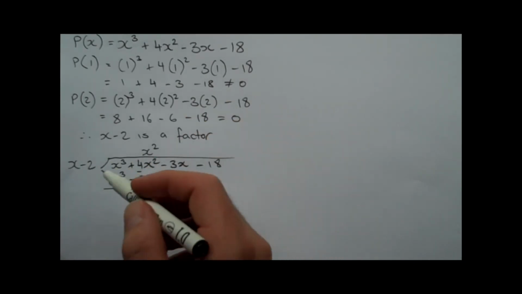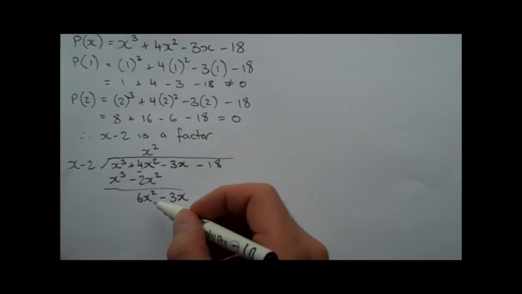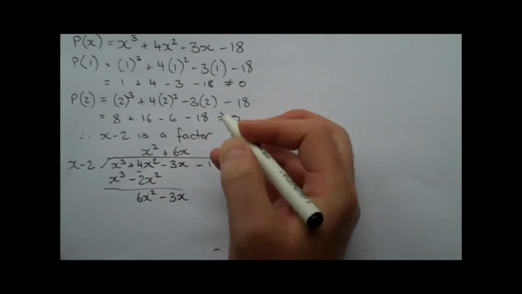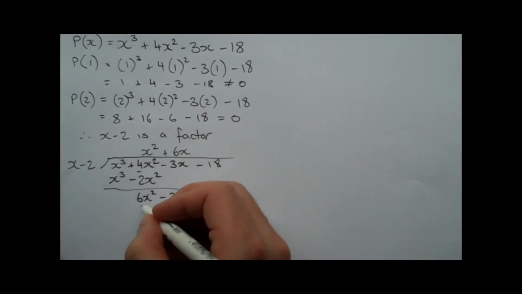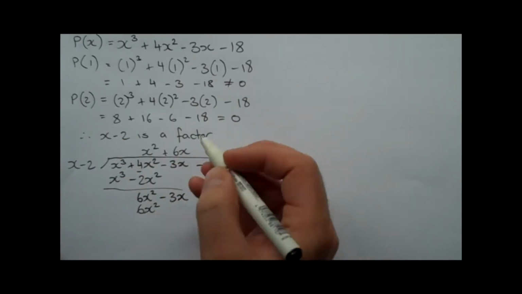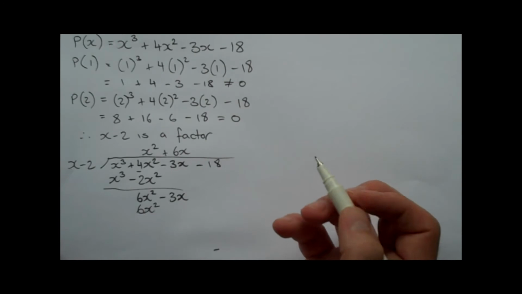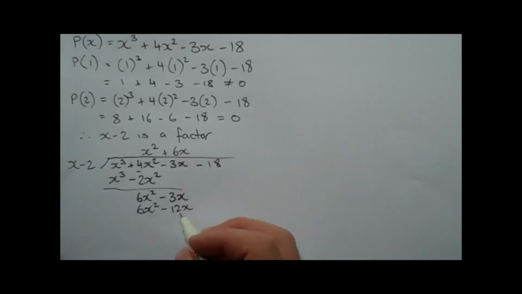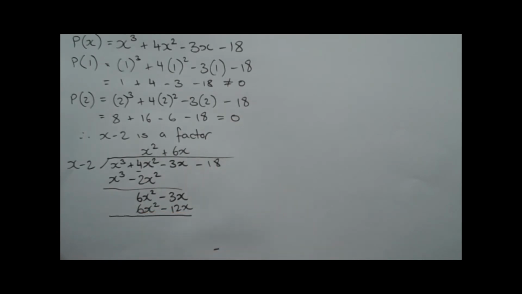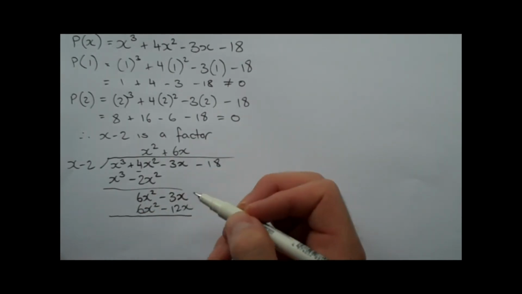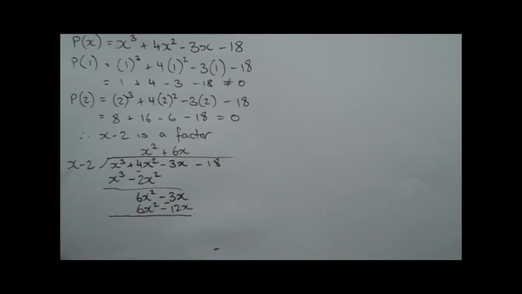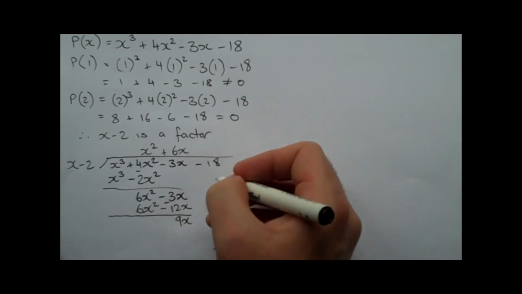Go through the steps again. What do we multiply x by to get to 6x squared? Well, it's 6x. 6x multiplied by x gives me 6x squared. 6x multiplied by negative 2 gives me negative 12x. Draw a line and perform a subtraction. The 6x squareds cancel out. Negative 3x take negative 12x. Two negatives make a positive, so we get 9x. Bring down the next term.